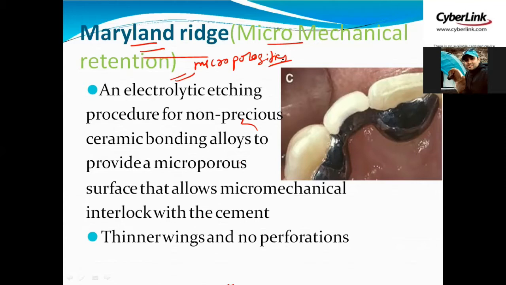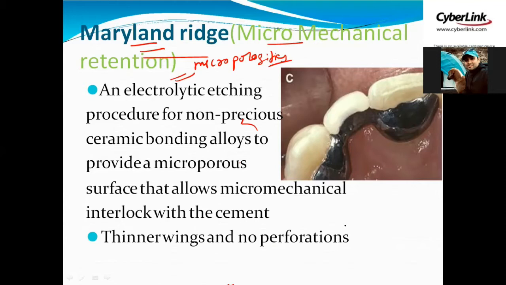Then how do we etch? The suggested etching techniques that can be employed while fabricating a Maryland bridge can be broadly divided into electrochemical etching and non-electrochemical etching. Electrochemical etching is done using a chemical in the presence of an electric gradient. Before etching, the retainer is coated using paraffin wax. The wax should cover the entire retainer except for the area to be etched.